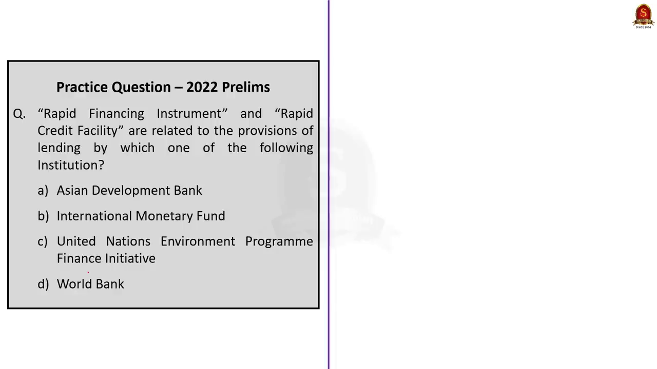Now look at the second question. Rapid financing instrument and rapid credit facility are related to the provisions of lending by which one of the following institution? The correct answer is option B, International Monetary Fund. So the rapid financing instrument and rapid credit facility are related to International Monetary Fund.